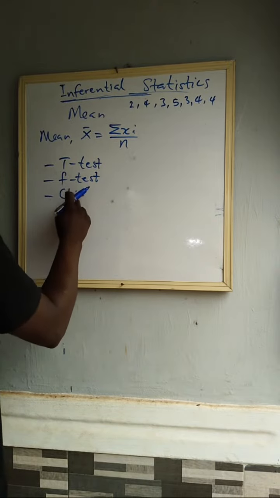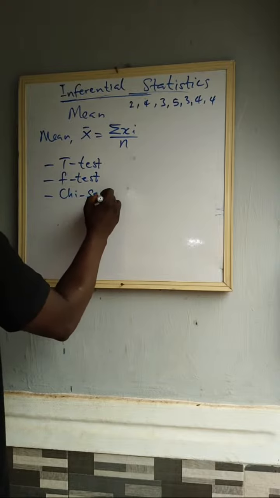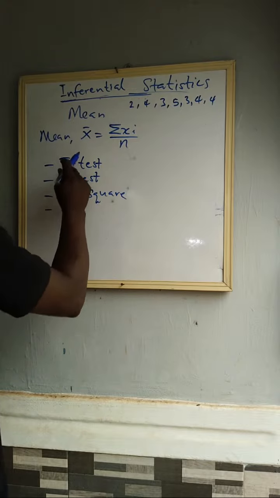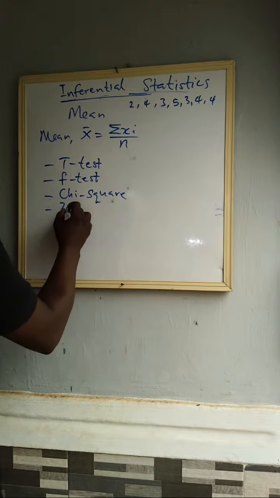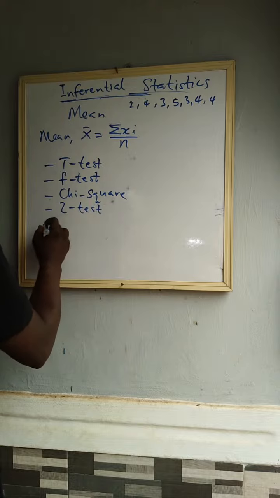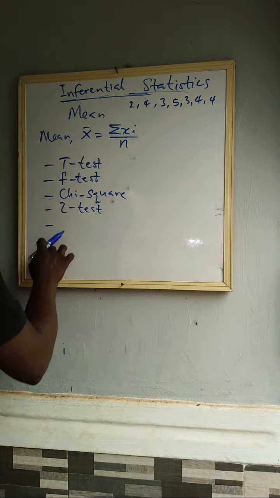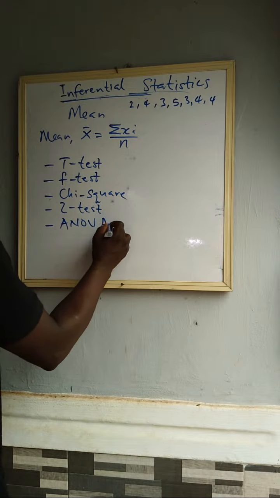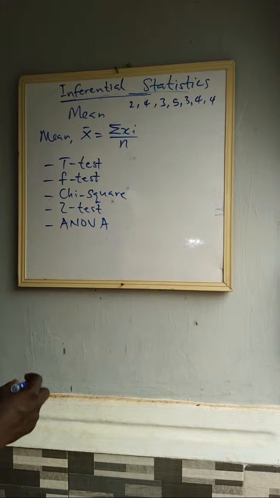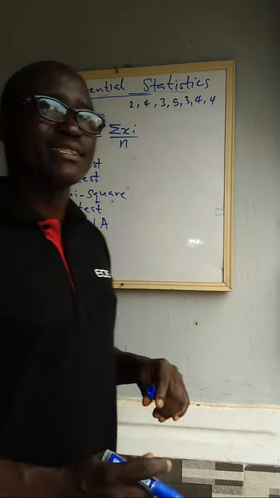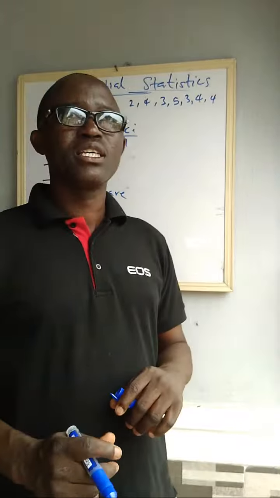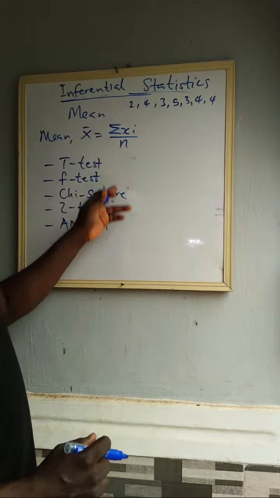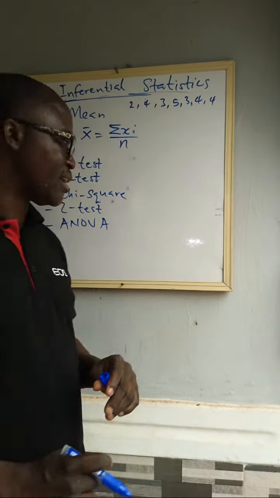We have the z-test. We have the analysis of variance, called ANOVA. So these are various ways by which we can test hypotheses and make an inference out of that. They are the building blocks of inferential statistics.